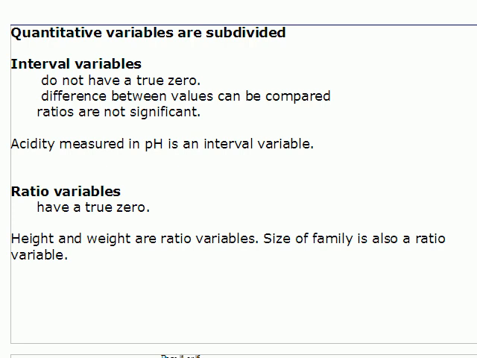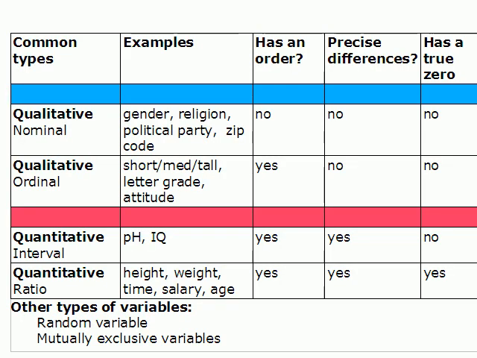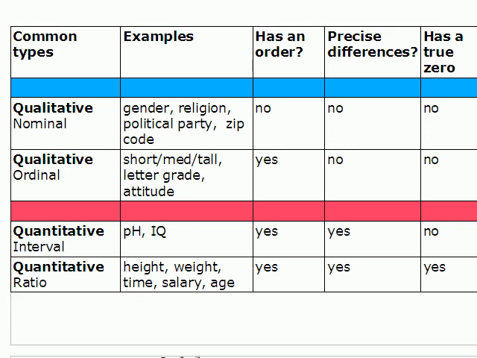I just want you to know that there is a subdivision of the quantitative variables into interval variables and ratio variables. So here's just a summary example from the written lecture. Here we show the qualitative variable subdivided into the nominal variable or the ordinal variable.